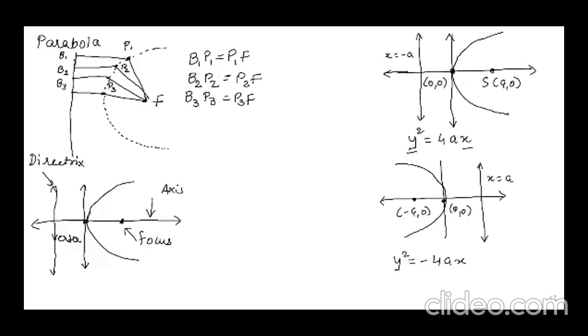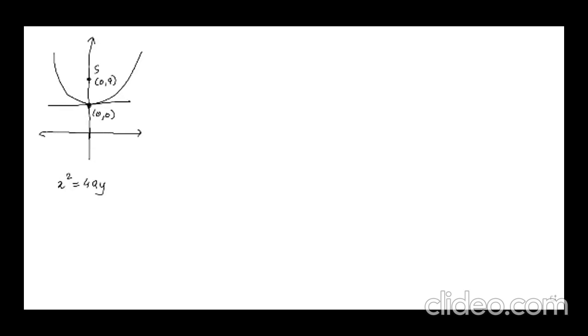So let's try to understand the general equation of a parabola opening towards the positive y-axis. As you can see that here the axis of parabola is y-axis, my vertex is still 0 comma 0, but here the focus is on the y-axis. I will take the standard equation of parabola as x square is equal to 4ay, and directrix will be exactly parallel to x-axis in this case. So here I will take y is equal to minus a, right?